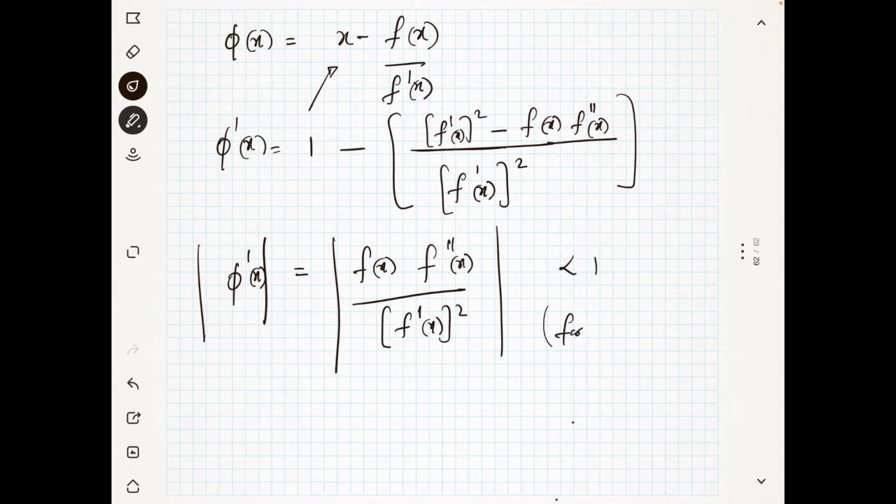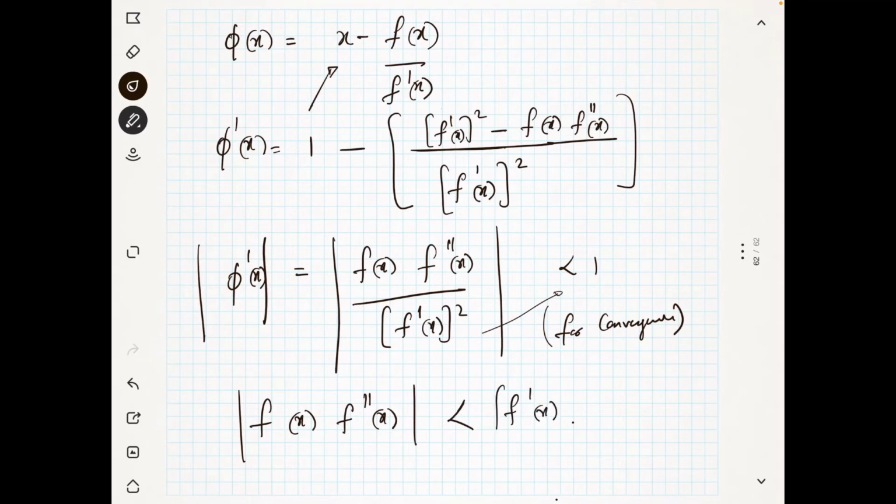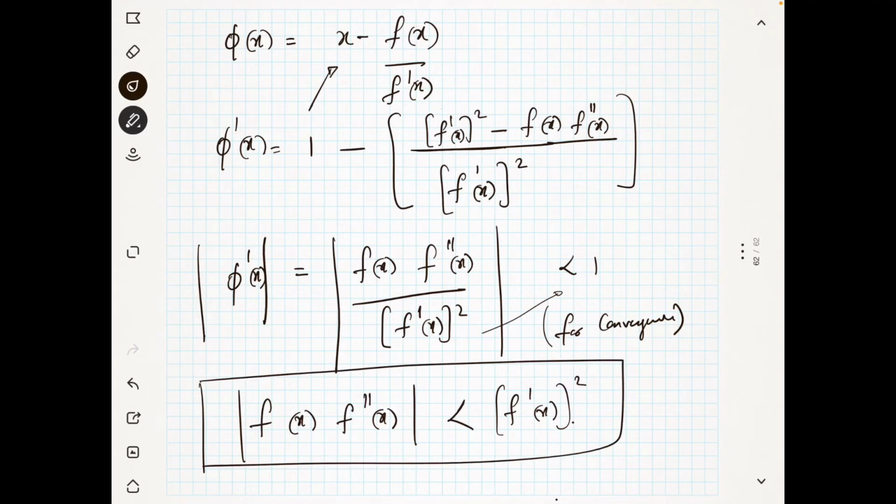So for convergence, the magnitude of f of x into f double dash of x, taken at a particular point, should be less than f dash of x the whole square. The method will converge only if this condition is satisfied. Otherwise the method will not converge.